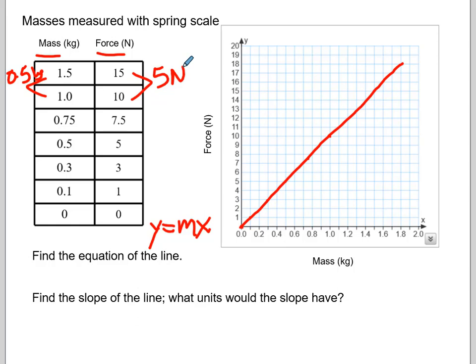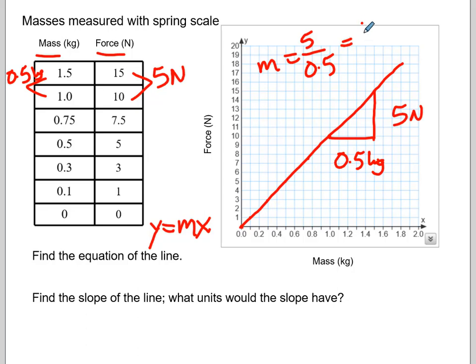So if I looked at the difference between those two, that is going from here to here on my graph. So this is a change of 5 newtons, and this is a change of 0.5 kilograms. So my slope, if I was to do my slope here, it would be 5 divided by 0.5, and I would get 10 newtons per kilogram.